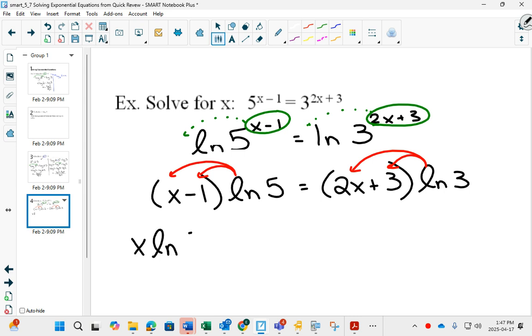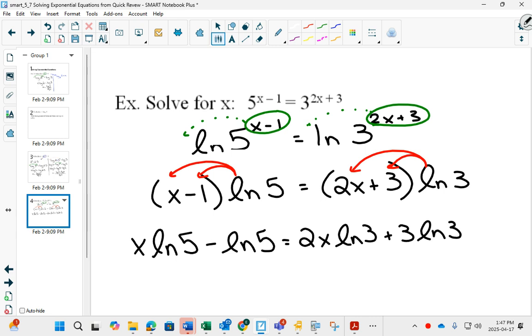That gives me x natural log of 5 minus the natural log of 5 on the left side. And 2x natural log of 3 plus 3 natural log of 3.